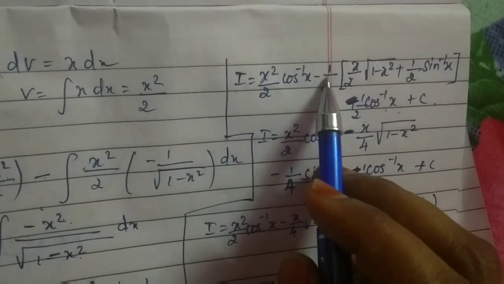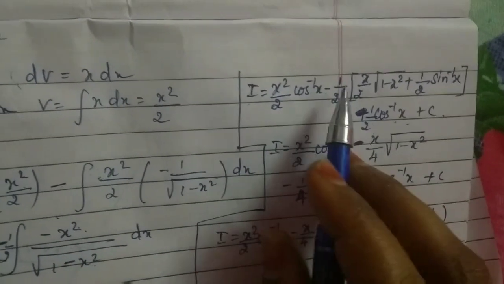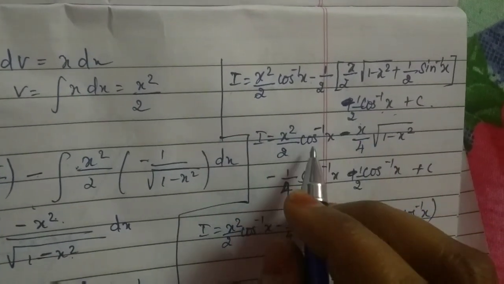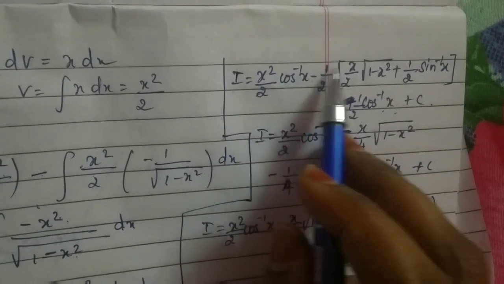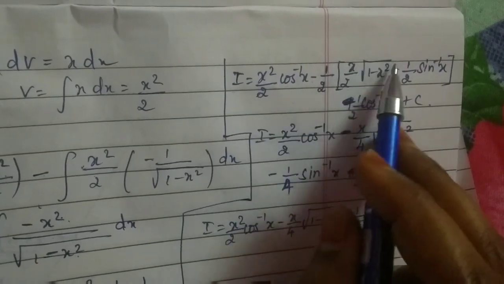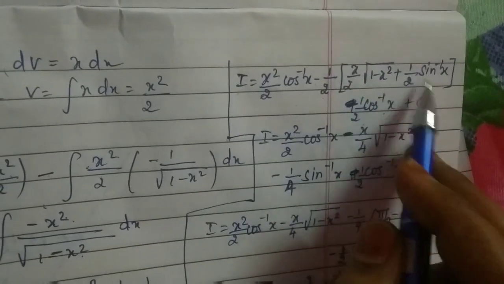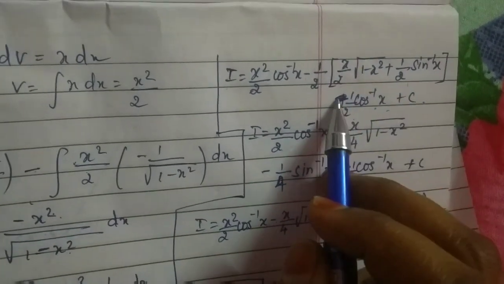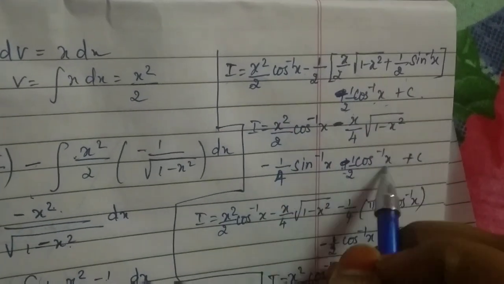After that, what we are going to do? We are going to multiply this half and simplify this. That's all. So the integration is over and we are going to simplify this. This first term you write as it is, and this is minus x by 4 root of 1 minus x square. When you multiply this, you will get minus 1 by 4 sine inverse of x, and this is nothing but minus 1 by 2 cos inverse of x plus c. That's what I have written.